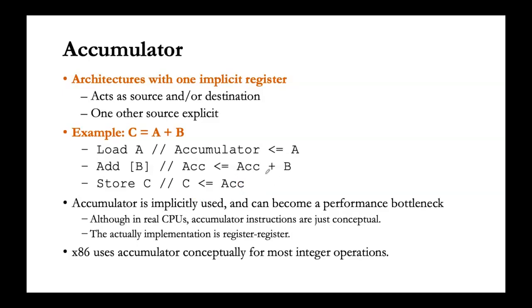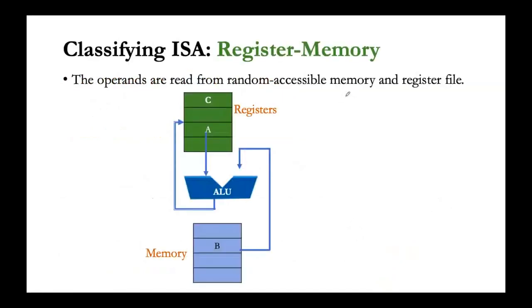So the accumulator is implicitly used and can become a performance bottleneck. Although in real CPUs, accumulator instructions are just conceptual, the actual implementation is register to register only. The 8086 uses this accumulator conceptually for most integer operations, not floating point operations, right? So next comes the classification of ISA based on your operands, that is register and memory.